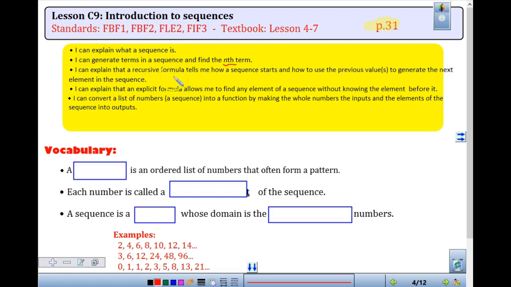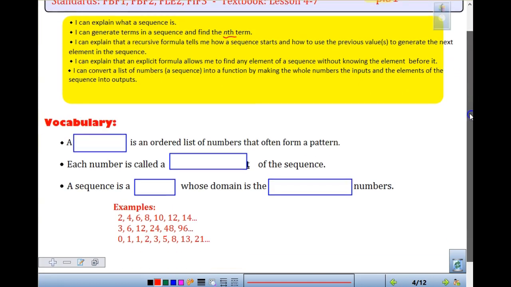Explain the recursive formula in the sequence and how it generates the next term. I wouldn't get too worried about that yet. The next one is the explicit formula. Again, that's not going to be today, but that will be this week that we're going to be working on those. And then I can convert numbers in a sequence into a function.